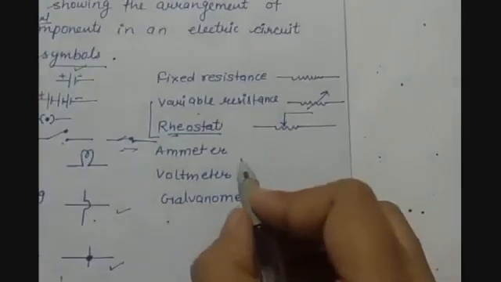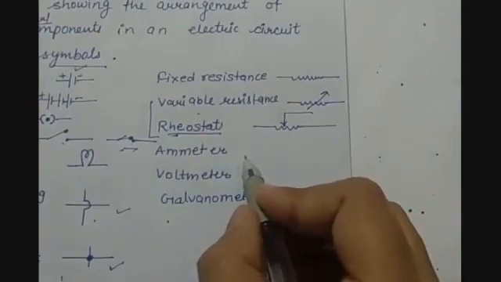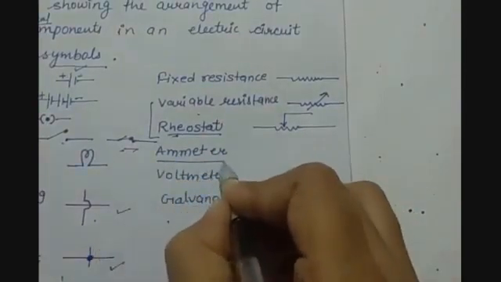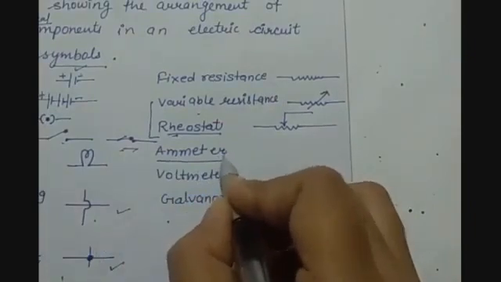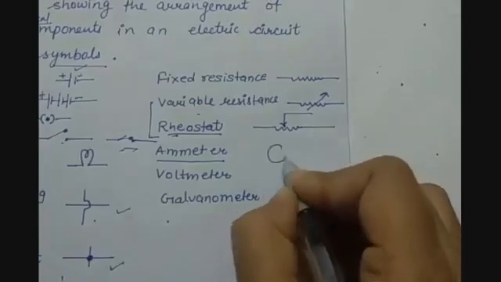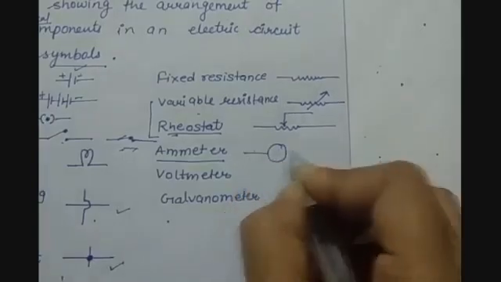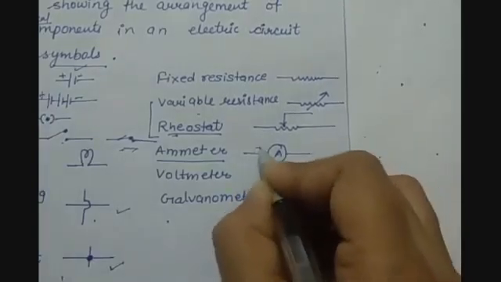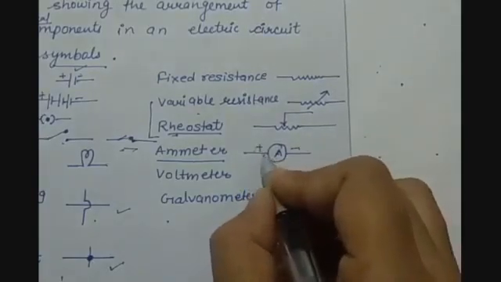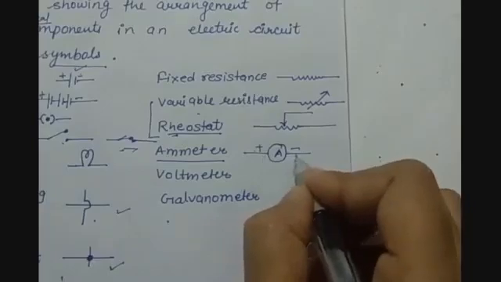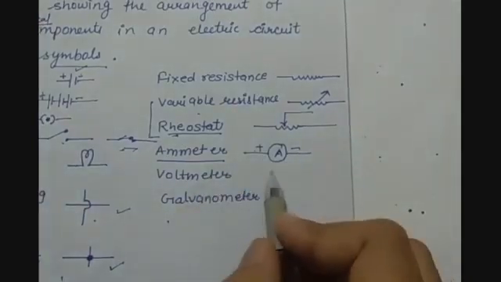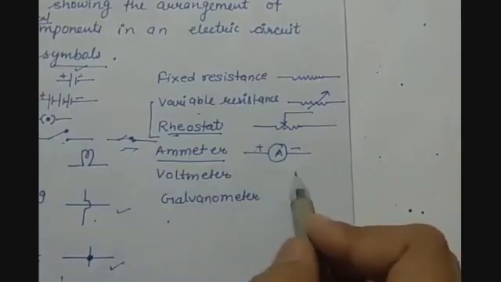Then we have the ammeter. An ammeter is the device used to measure the current in the circuit, and it is always connected in series as it has to measure the current through the circuit. It has a positive terminal and a negative terminal. The positive terminal is connected to the positive terminal of the battery. The negative terminal is connected to the negative terminal of the battery. So this is how a series connection is done.